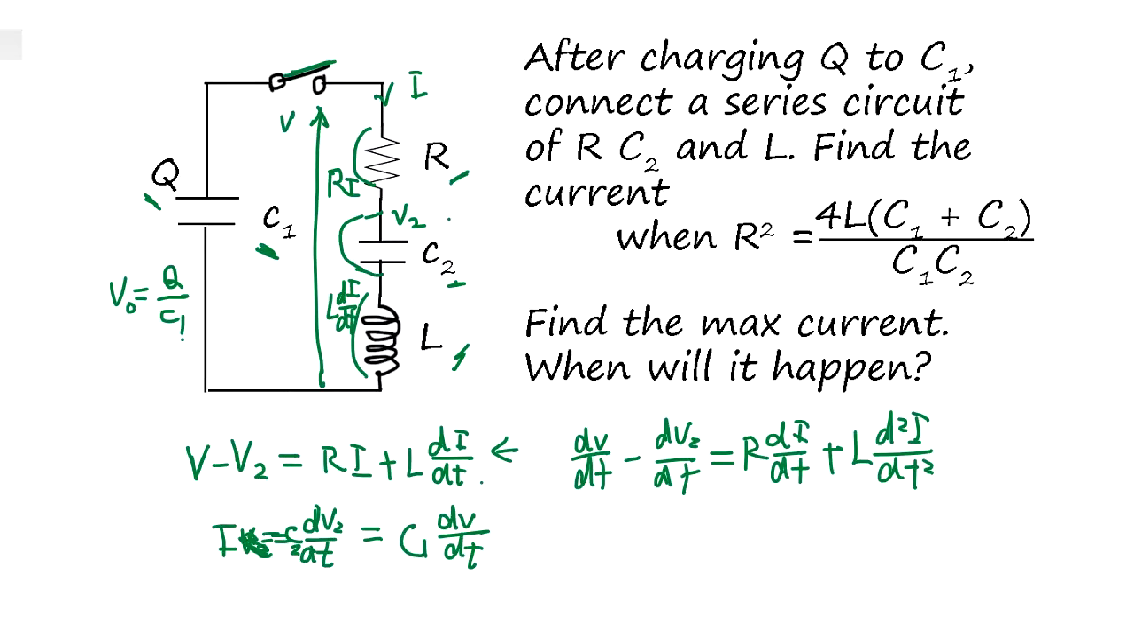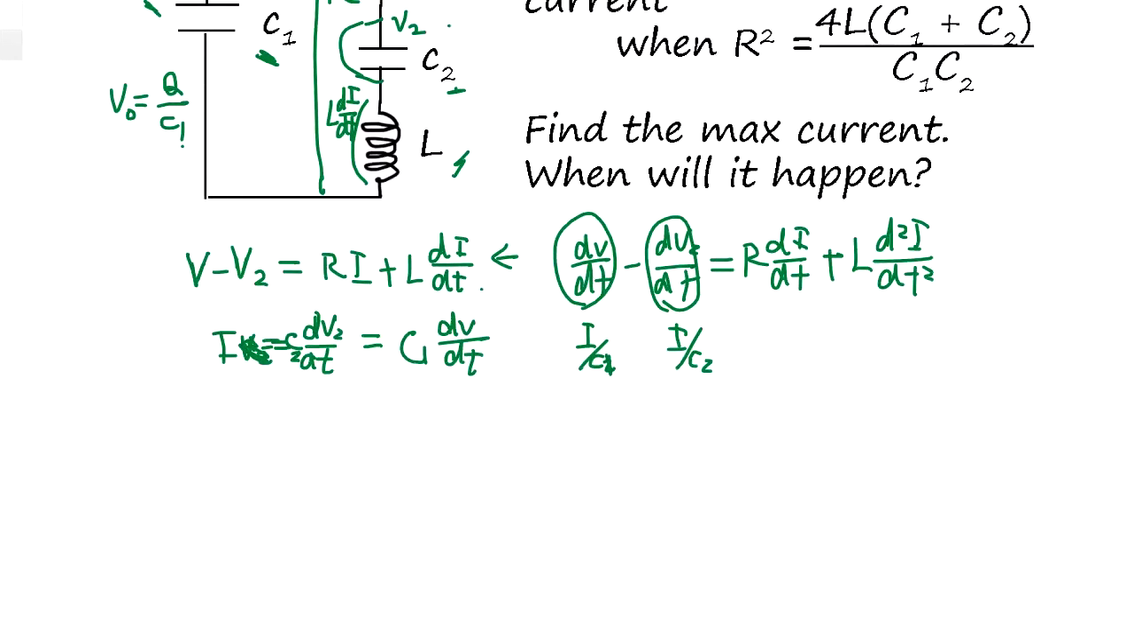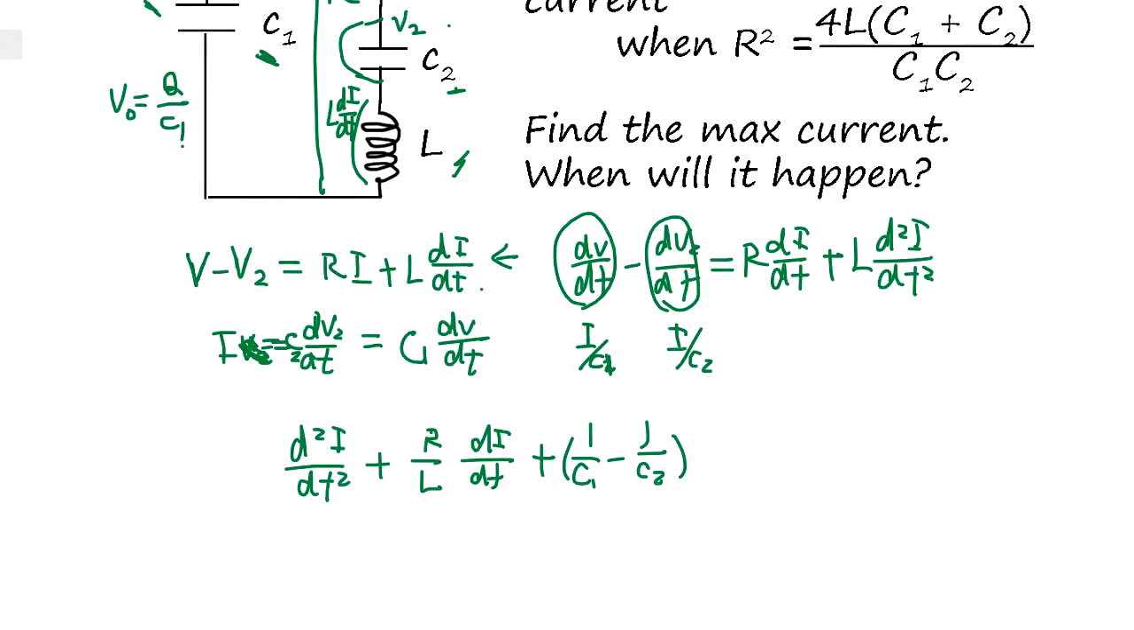So this is I over C1, and this one is I over C2, right? So we have an equation for I. We divide by L across. We have a linear equation: d²i/dt² plus R/L di/dt plus (1/C1 minus 1/C2) I over L equals 0.